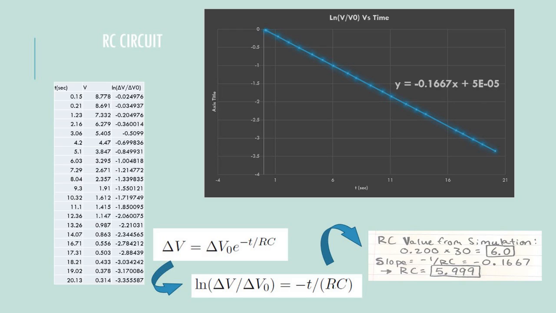Here I used my observations over time of the potential across the capacitor as recorded in the table on the left to calculate the RC value by manipulating the loop rule, or the energy conservation equation for the circuit. So I solved for the time-dependent delta V, and then I could solve for t over RC. When I graphed ln of V over V naught versus time, the slope would be equal to -1 over RC. Using this, I found my value for RC, which was equal to the theoretical value. They were both 6.0.